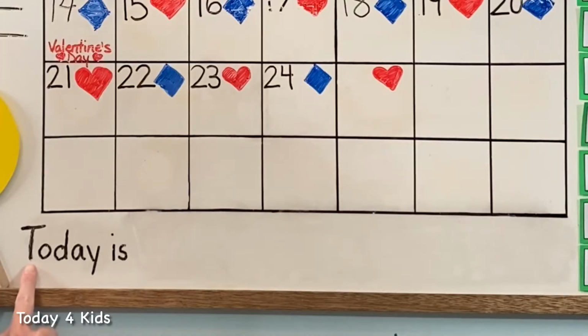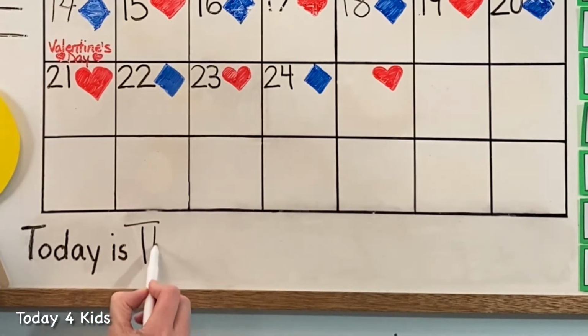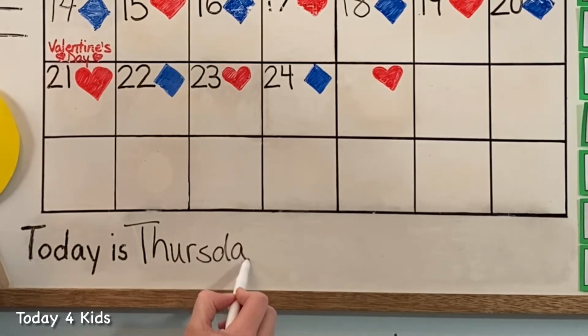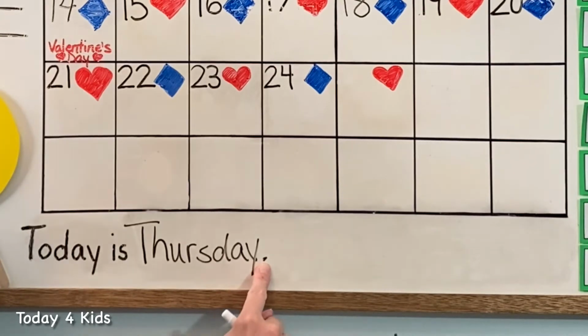So our sentence begins with today is. And today has a capital T because it is the first word in our sentence. And we always capitalize the first words in our sentence. Today is Thursday. So we're going to put a capital T because it's the name of our day. Thursday. And then we're going to put a comma. And that comma is going to remind us to pause before we say our next word.